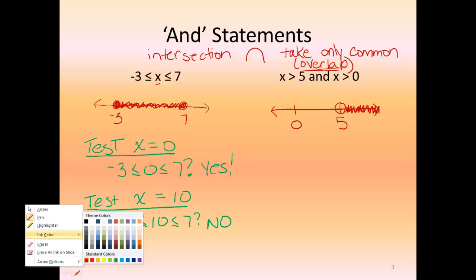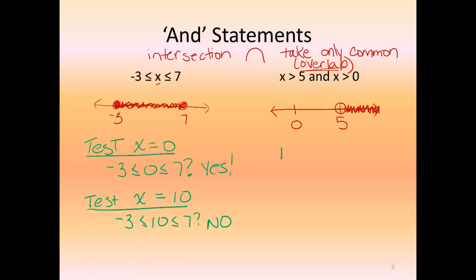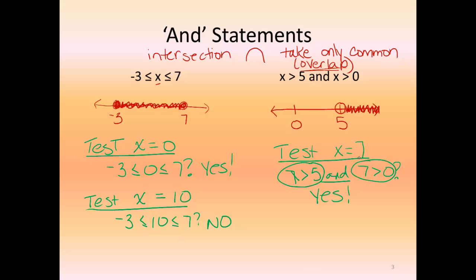So again, let's pick some numbers to test. If I were to test x equals 7, is 7 greater than 5 and is 7 greater than 0? The answer is yes. 7 is both greater than 5 and greater than 0. That means 7 is part of my solution.